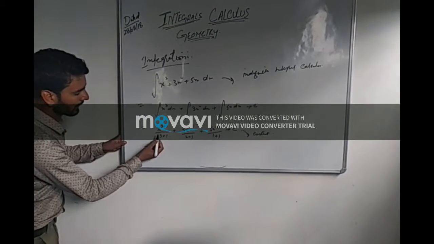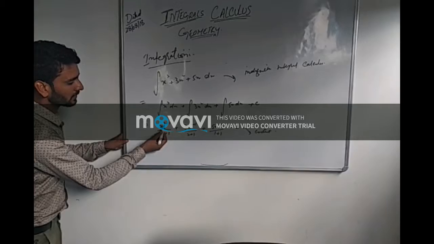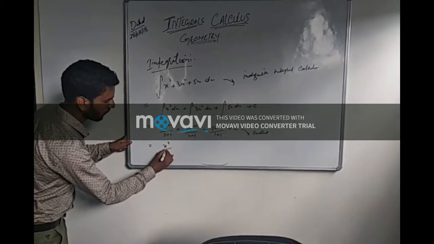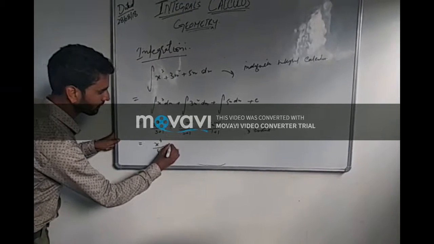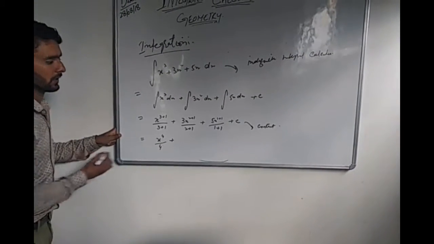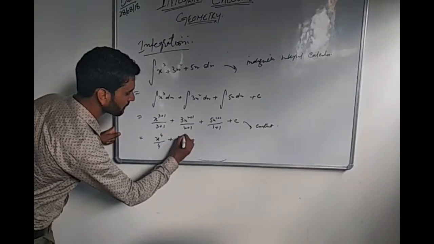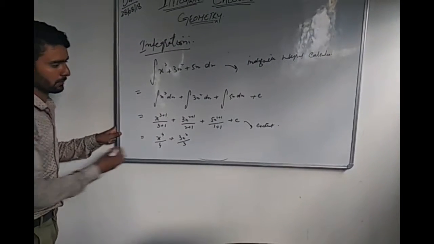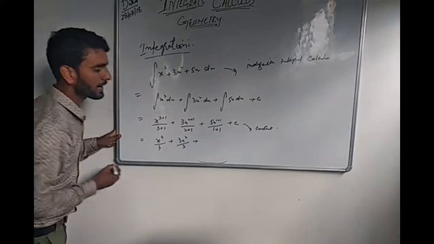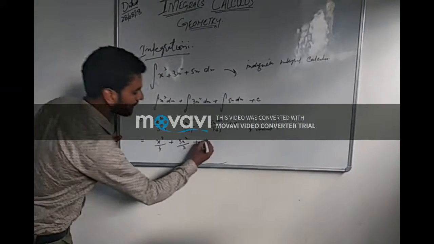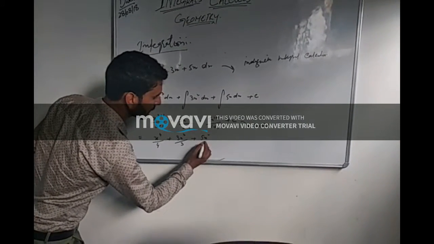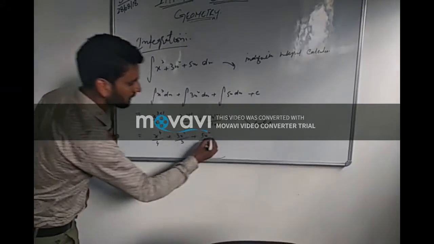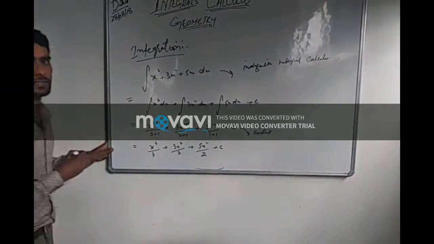We'll solve the next step. x raised to power 3 plus 1 will be x raised to power 4 divided by 4. Then 3x raised to power 1 plus 1, that is 3x squared divided by 2, that is 3. Plus 5x raised to power 1 plus 1, that is 5x squared divided by 1 plus 1, it will be 2. And lastly, it will be the c, that is the constant value.